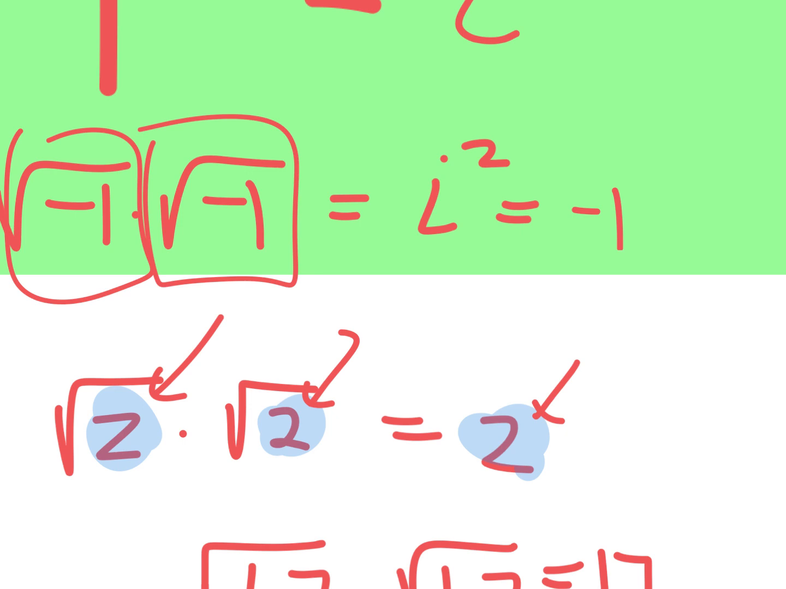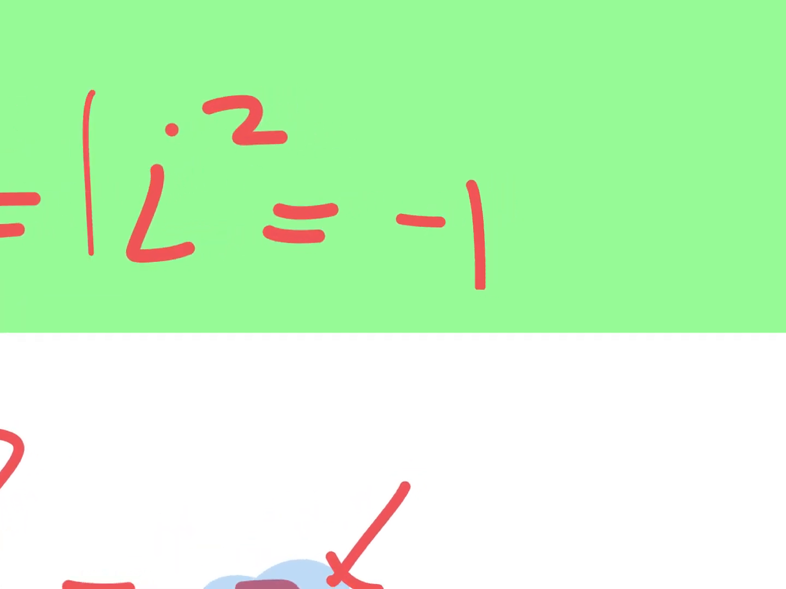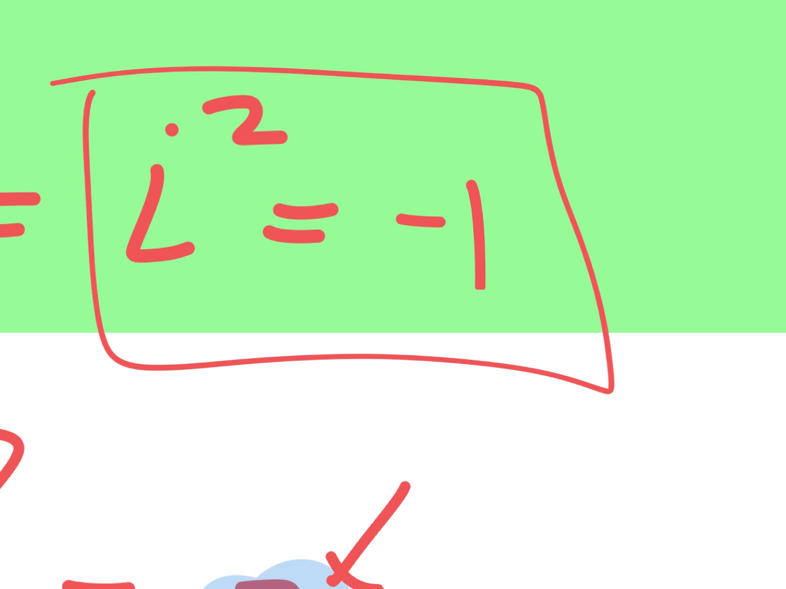All right, so electrical engineers use this all the time. And you've got to know that i squared is -1. It's like the big fact that's going to become really important later.